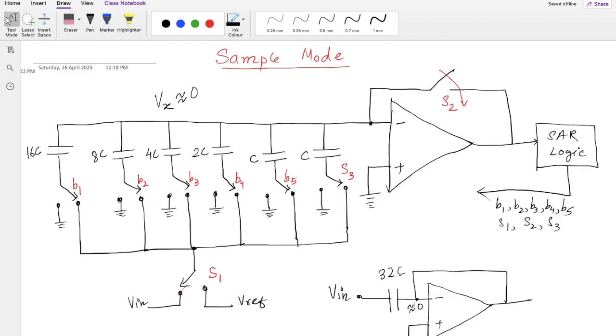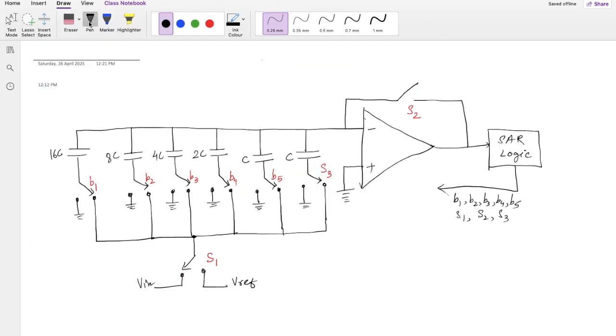So let's go to the hold mode of operation. Now we'll discuss the hold. We have gone through the sample. Then in the hold mode, we have sampled it, so we are going to release this. So this will be open. What we had seen is that this was initially 0. So we will open it, and then we'll connect all these switches, all the switches, to 0.